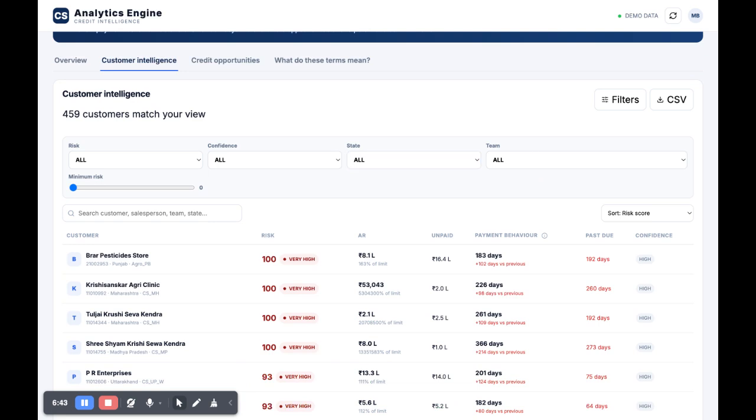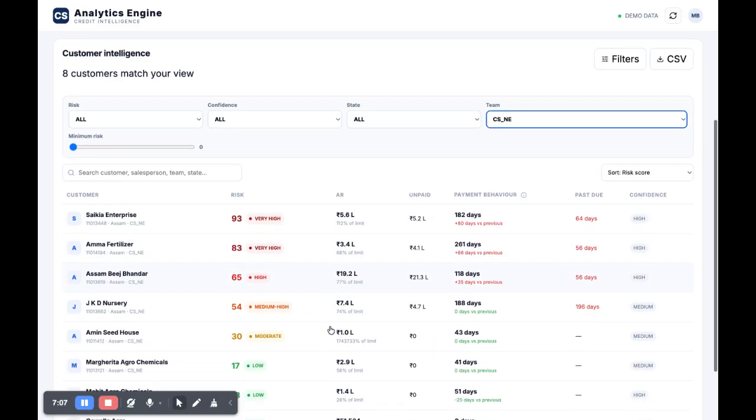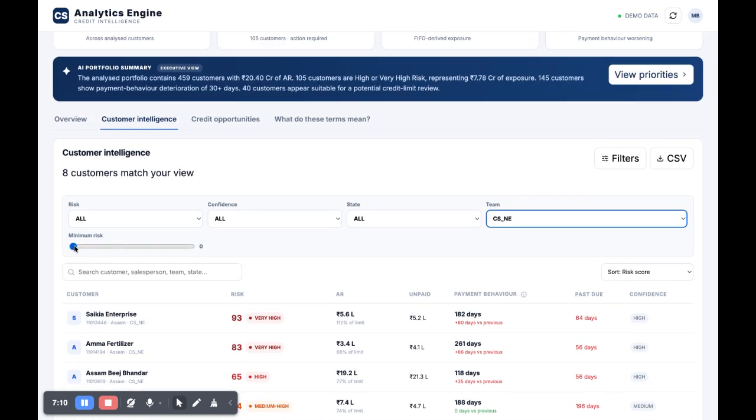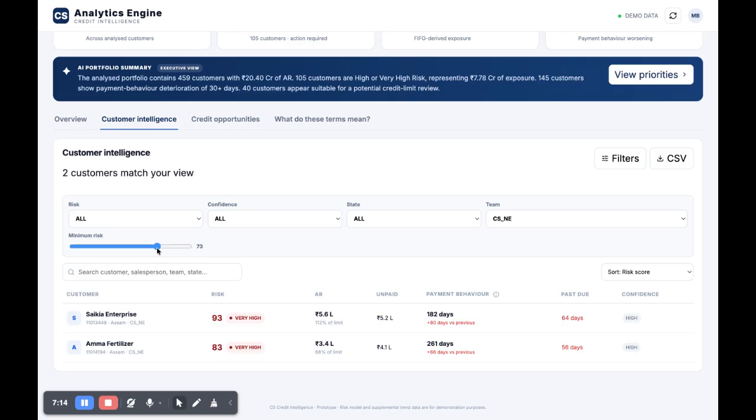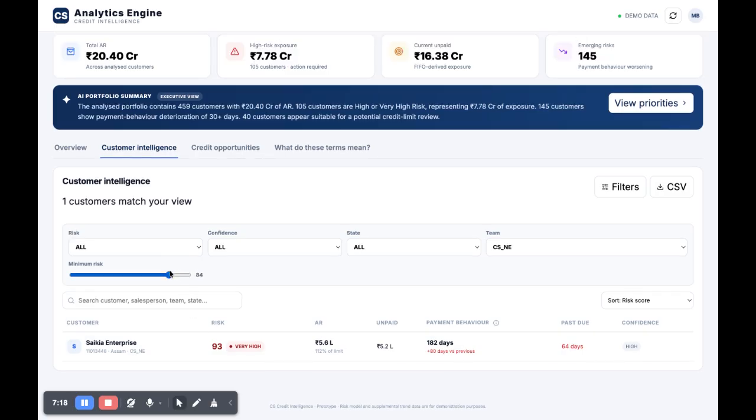Let's say you have multiple subsidiaries or different companies within your group. Let's say the name of the first company is Agro, and the name of another company is CS Crop Science. We have knowingly used generic names. Let's say we want to see it only for Northeast. So here it is, and we want to see only those where the risk score is 84 and above. At the moment I bring it above 84, only one is left.